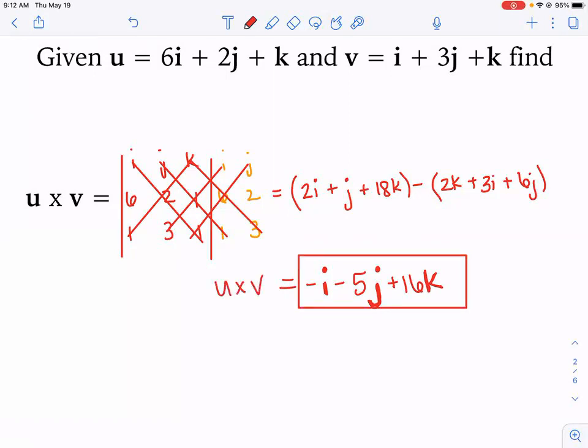Okay, so here's our cross product. There is something special about this, but we'll talk about it in a moment. Okay, what questions do you have on the process? Okay, so now we're going to try v cross u.